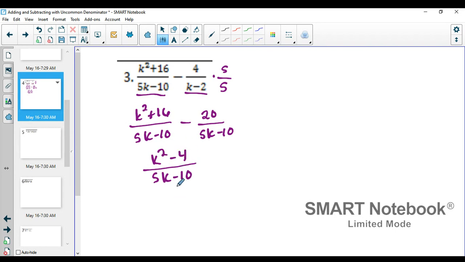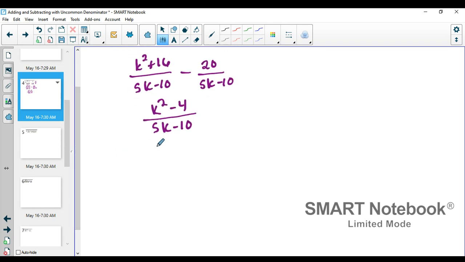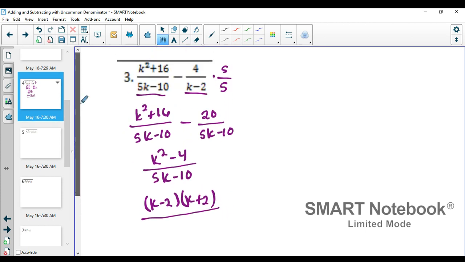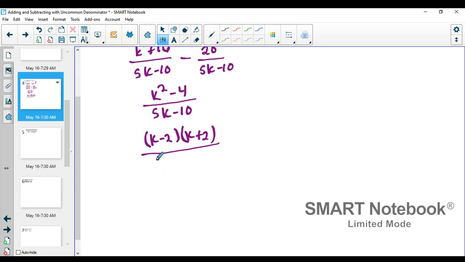We can right now, but it's possible. So k squared minus 4 is the difference of two squares. So we're going to factor that into k minus 2 and k plus 2. Then that 5 that we multiplied by up here, we're actually going to take that, factor that back out. So we have 5 times, and then if you divide 5k by 5, you just get k. And then negative 10 divided by 5 is minus 2. So we have 5 times k minus 2.